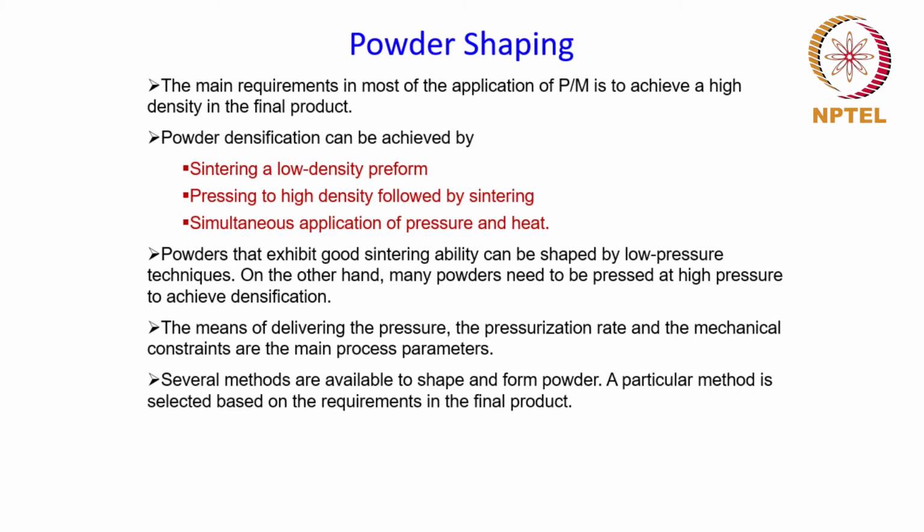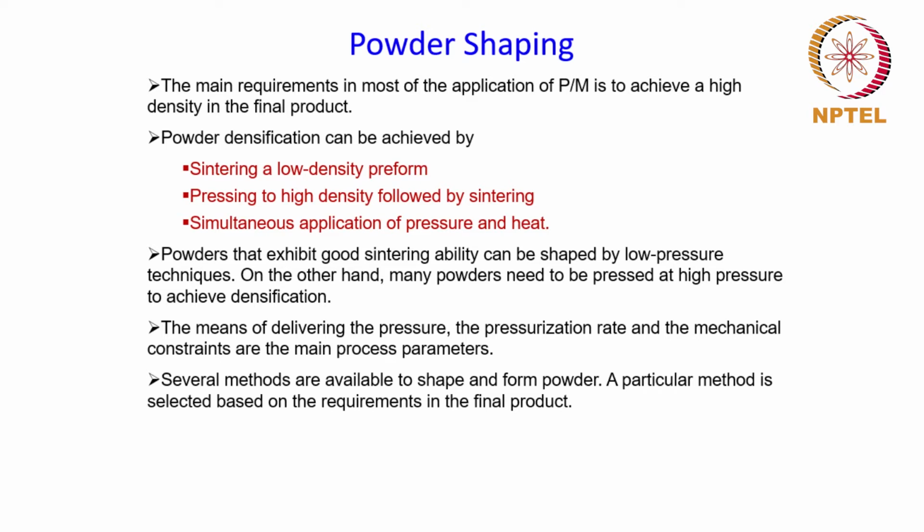The second method is pressing to high density followed by sintering. So in this case, the compaction which is done will give rise to a higher density compared to the first process, and whatever porosity is left behind will be closed by the sintering that follows the compaction process.